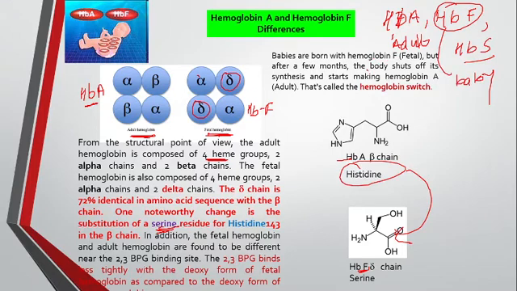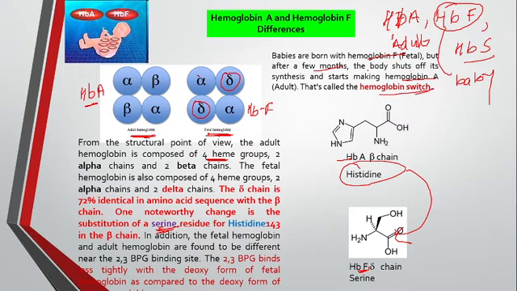Whenever a newborn baby is born, at that time they contain what? Hemoglobin F, that is called fetal. But after a few months, the body shuts off its synthesis and starts to make hemoglobin A. That is, whenever this baby grows to become an adult, the hemoglobin in the body changes from hemoglobin F to hemoglobin A. That is called the hemoglobin switch.